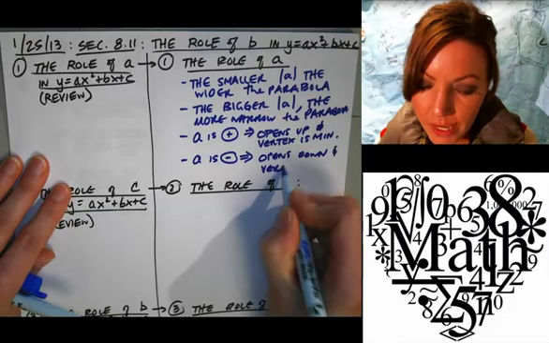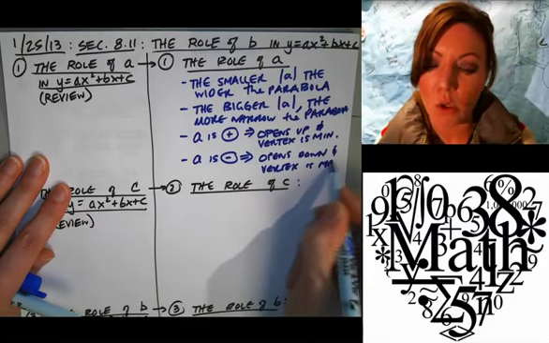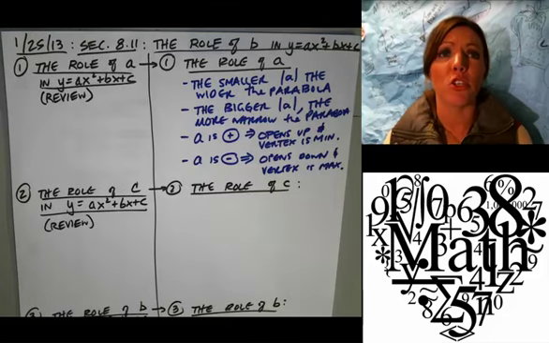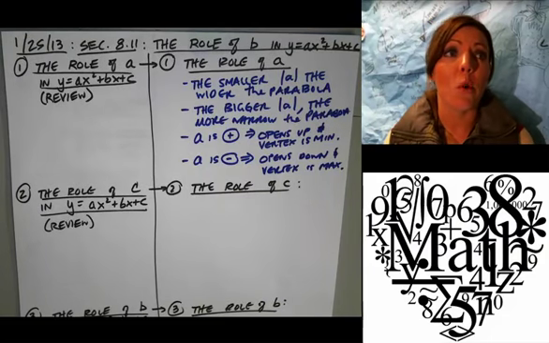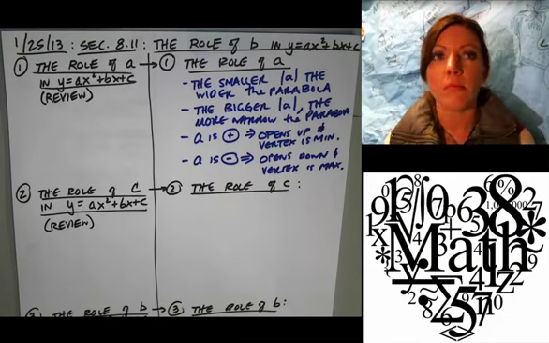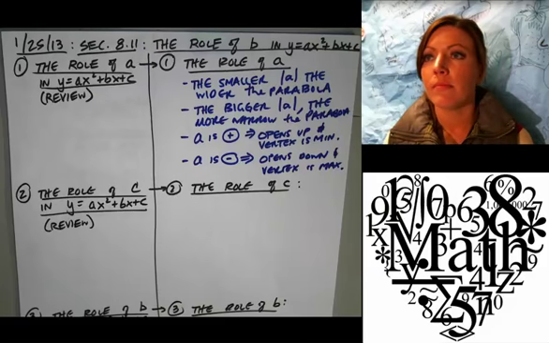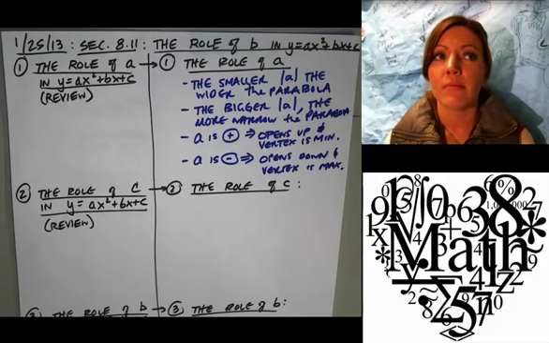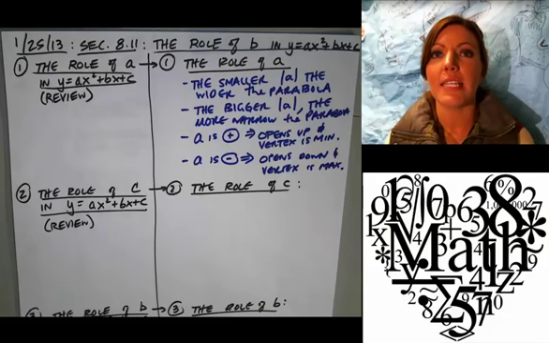Okay, next, role of c. So we've done this before. This should just be a really quick review. What about c? What does c do? Stacy? That's good. Okay, so it's the y-intercept.